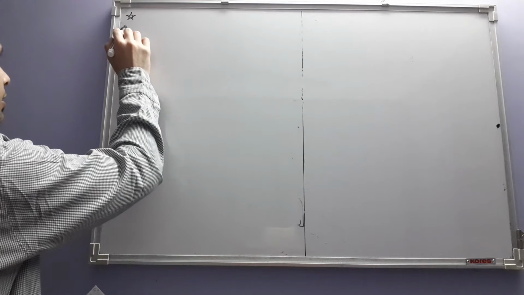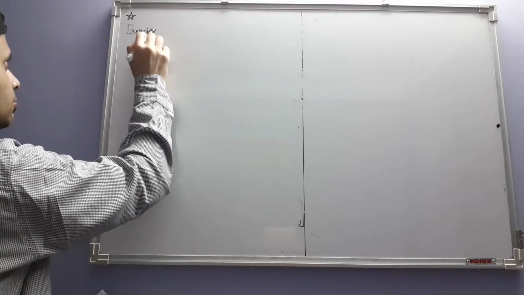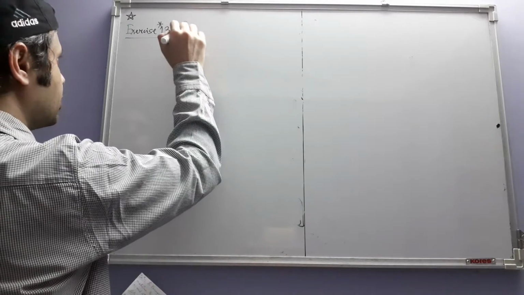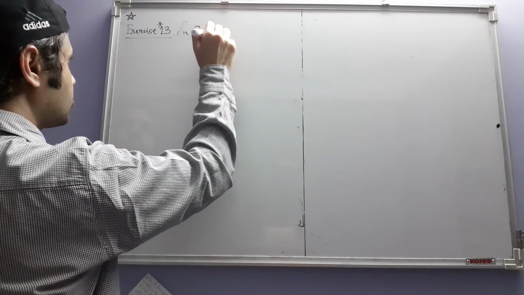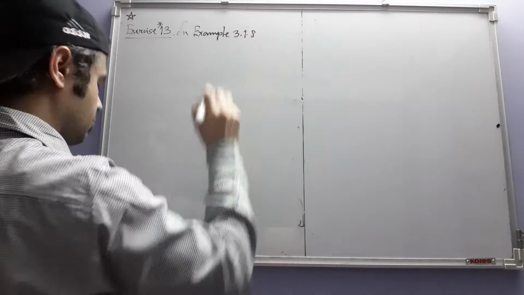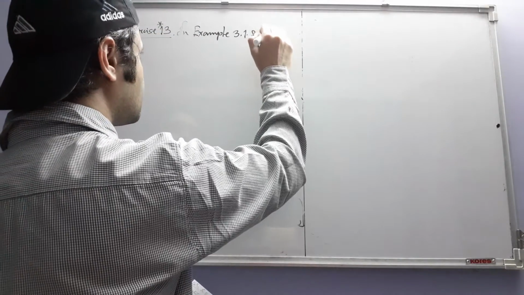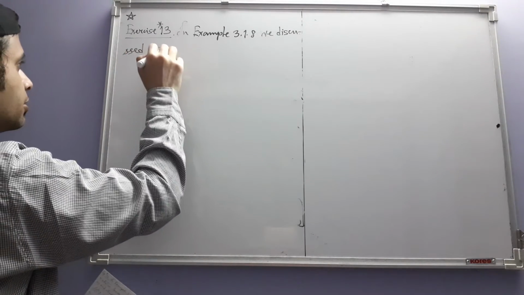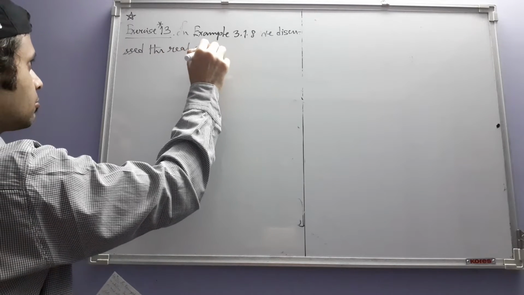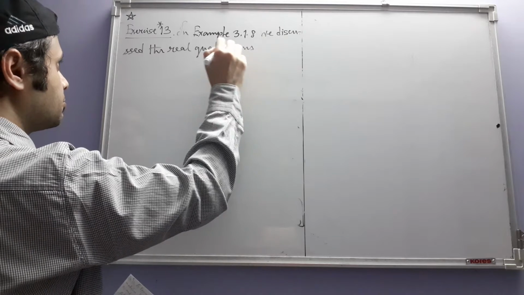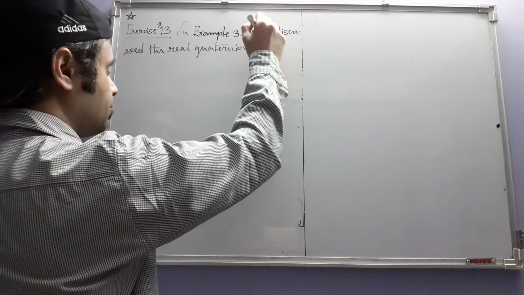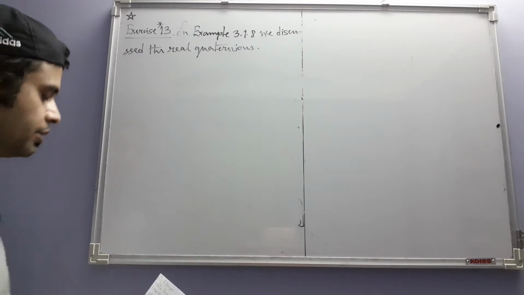Okay, so let us see what the 13th exercise is asking. In example 318, we discussed the real quaternions. If you remember, real quaternions turned out to be a division ring which is not a field. The only example we so far have of such a thing, the real quaternions.